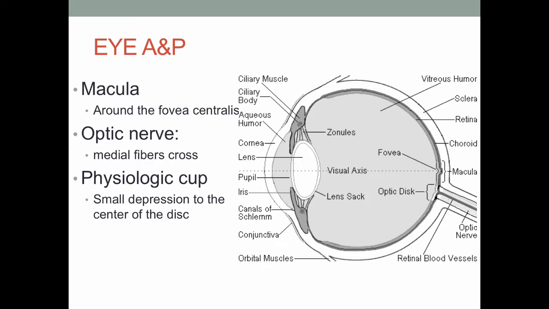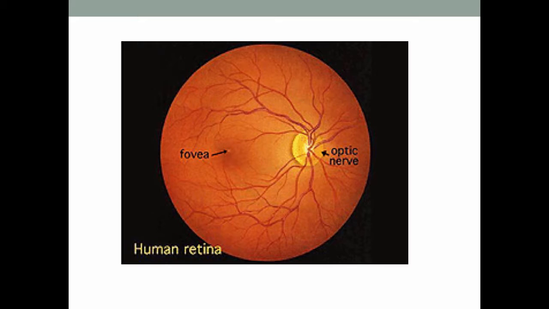Also, the macula is that area around the fovea centralis, so again, concentrated rods and cones. The optic nerve, which are those medial fibers that come in at the optic disc, and then the physiologic cup is the small depression to the center of the disc. This is a screenshot of an actual retinal exam and has both your optic nerve and the fovea centralis marked for you.